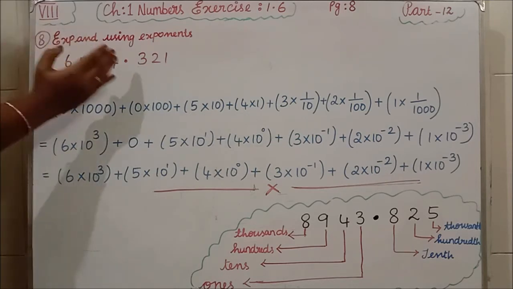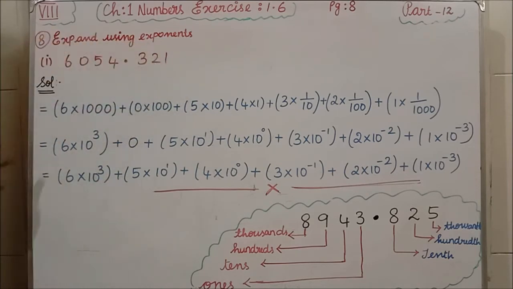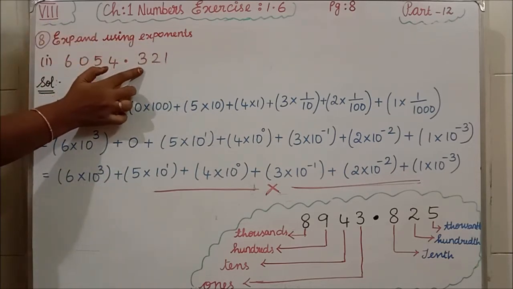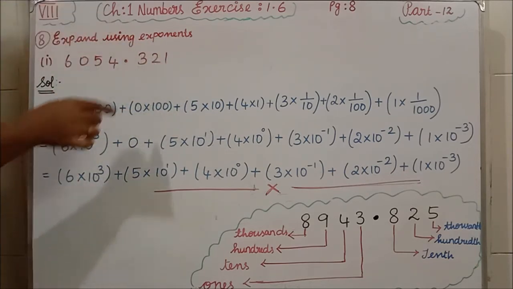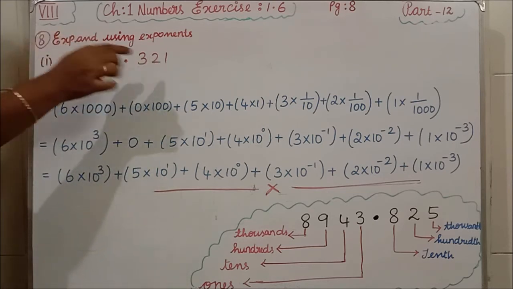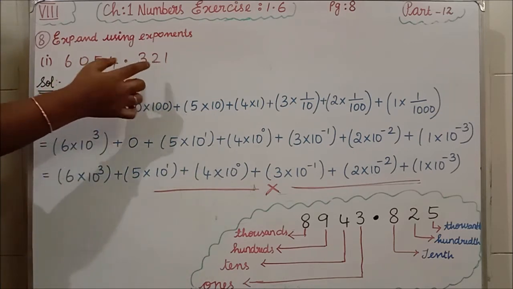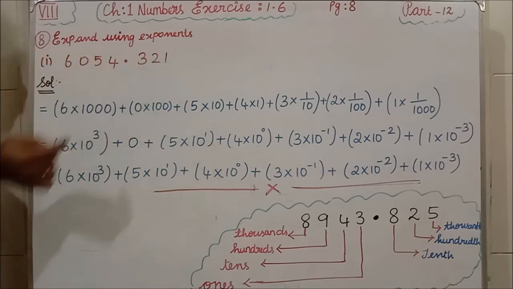Clear, all of you, before the decimal how we are writing? Now, after the decimal, I told this 3 is in which place? 10th place. This 2 is in which place? 100th place. 1 is in which place? 1000th place. Isn't it? Now we are going to expand this.